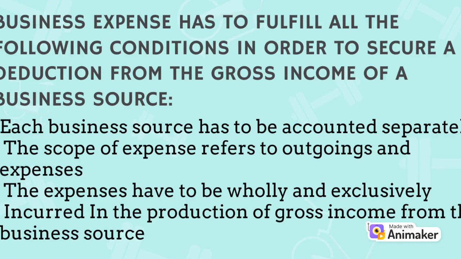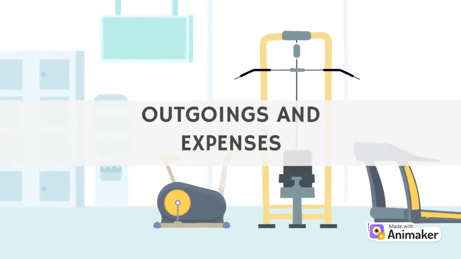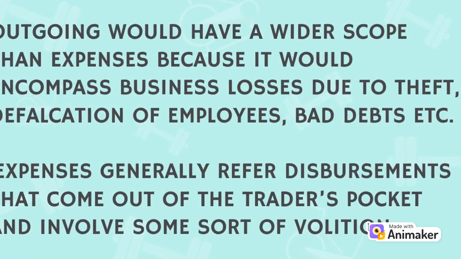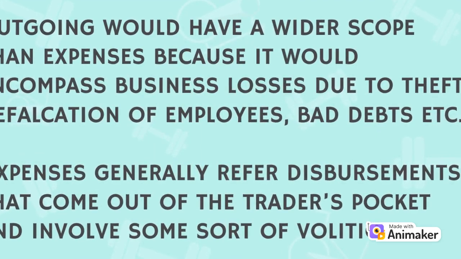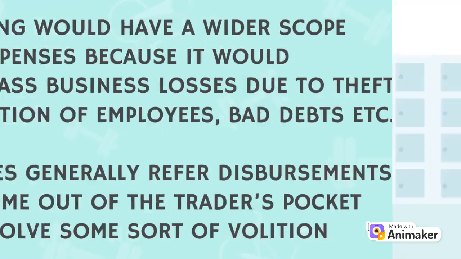The scope of expense refers to outgoings and expenses. The expenses have to be wholly and exclusively incurred in the production of gross income from that business source. Outgoings would have a wider scope than expenses because they would encompass business losses due to theft, defalcation of employees, bad debts, etc. Expenses generally refer to disbursements that come out of the trader's pocket and involve some sort of volition.